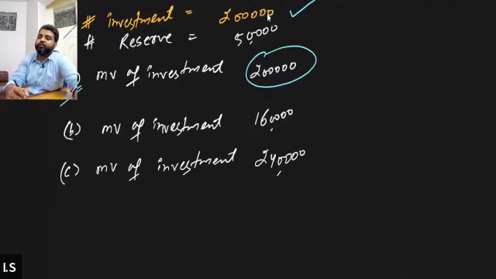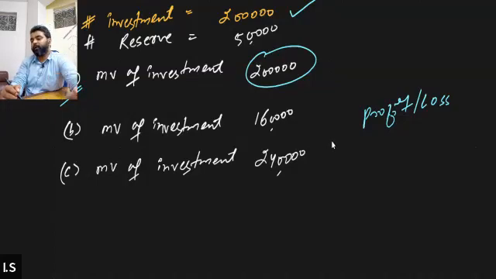Tell me, if the value of investment is 2 lakh and the current market value of the investment is also 2 lakh, whether there is a profit or a loss. If the market value of the investment is 2 lakh and the amount of investment made by the firm was also 2 lakh, then the current market price and the cost price of the investment both are equal.